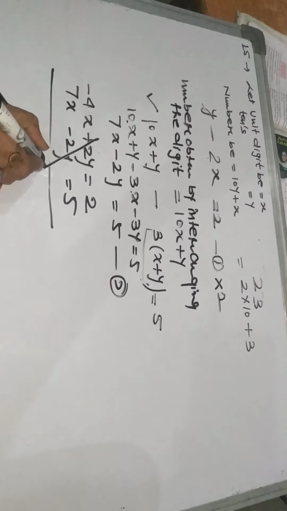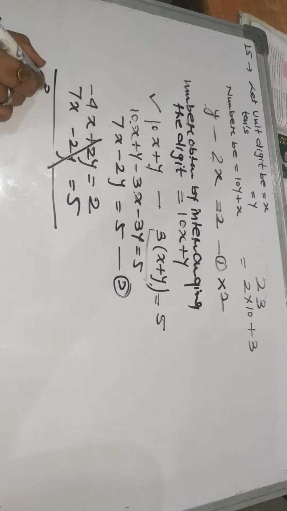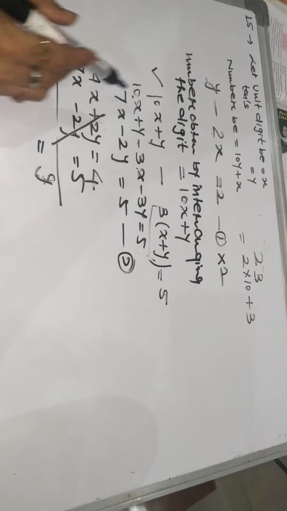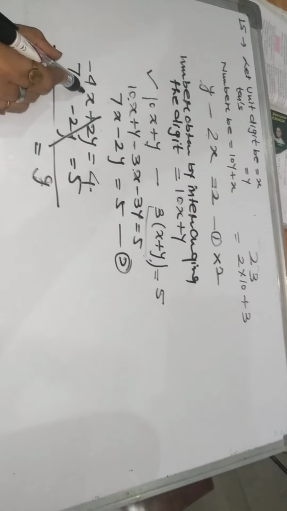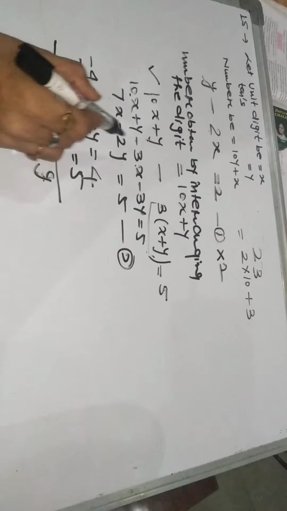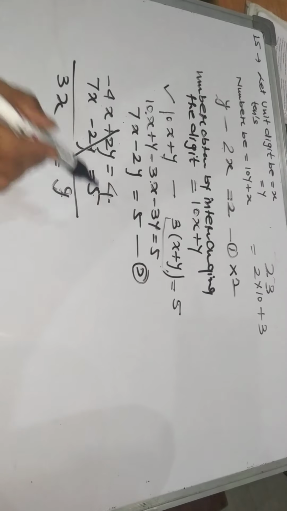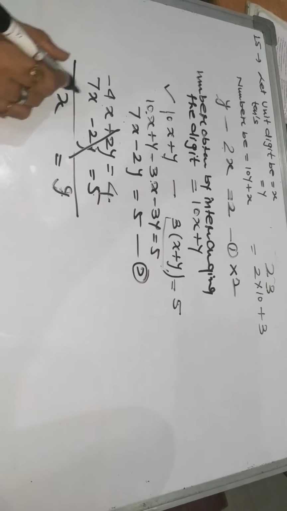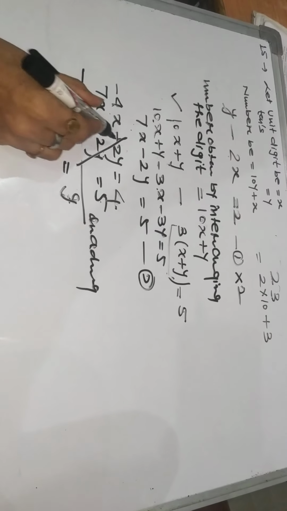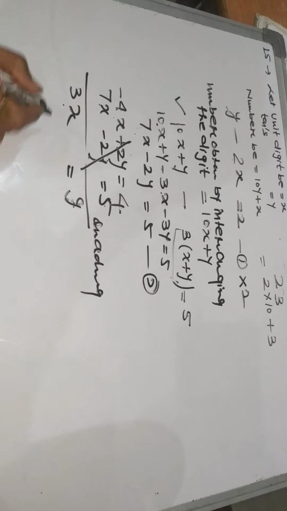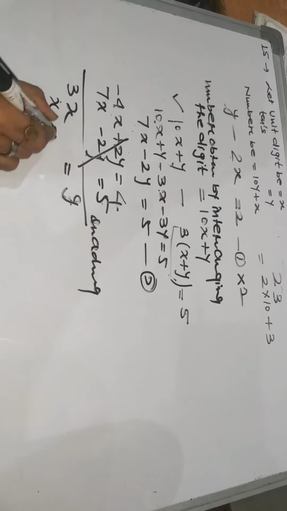On adding, this and this cancel, 3x is equal to 7. Multiply by 2 in equation number 1: minus 2 into 2 is 4x, 2 into y is 2y. The second equation is 7x minus 2y is equal to 5. Then on adding, because they have opposite signs, 7x minus 4x is 3x, plus 2y minus 2y cancel, 4 plus 5 is 9, x is equal to 3.